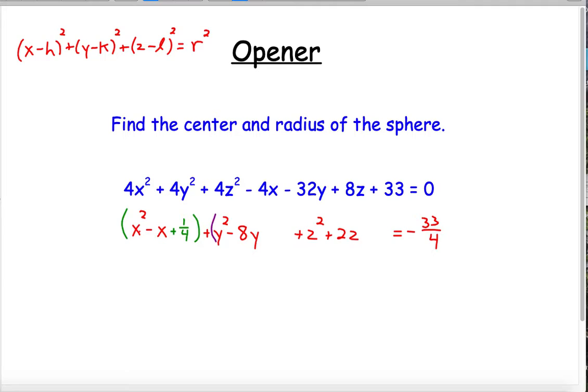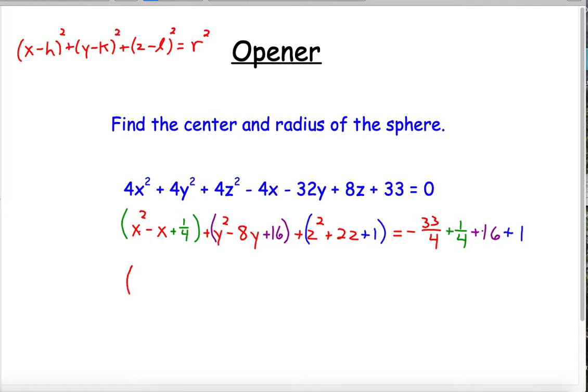For y squared minus 8y, I want a number that twice the number equals negative 8, so that's negative 4. And when I multiply it by itself, it'll be a positive 16. And then for the z, we have a positive 2, so that's going to be a plus 1. Now, I have to do the same thing to the other side, otherwise I've upset the equation, the balance. And so I'm going to add a 4th to the other side, I'll add 16 to the other side, and I'll add 1 to the other side.